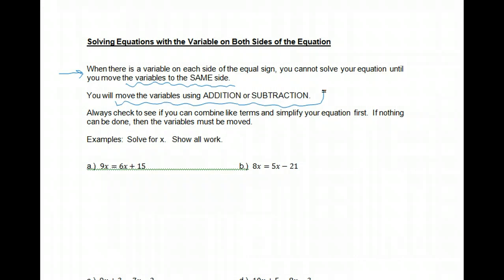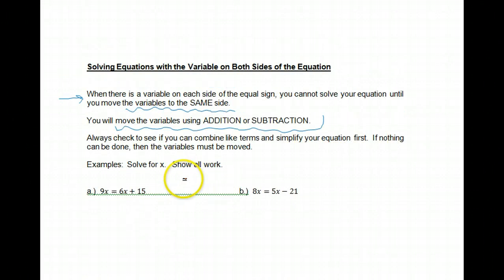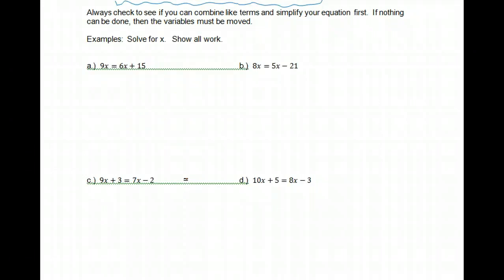Again, step 1 of every single equation is always to check to see if you can combine like terms first. If nothing can be done, then you have to move your variables to one side or the other so that we can proceed with our equation. So let's take a look at some examples here so that we can see what we're talking about.